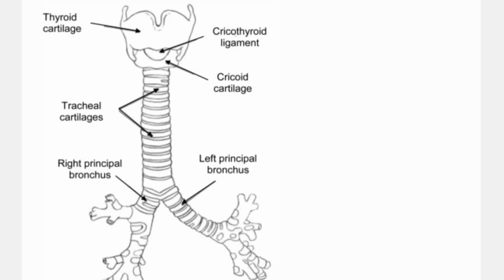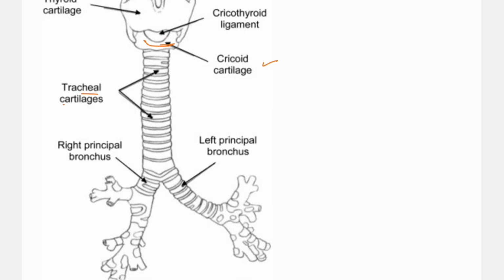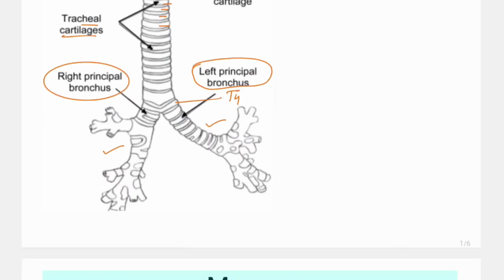So this is the cricoid cartilage, from where the trachea starts. After that, these are the tracheal cartilages, which are C-shaped, and this is the position where the trachea bifurcates, that is the T4 level. It bifurcates into the right principal bronchus and the left principal bronchus.